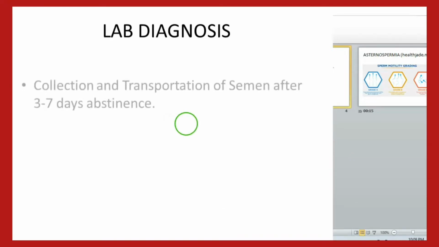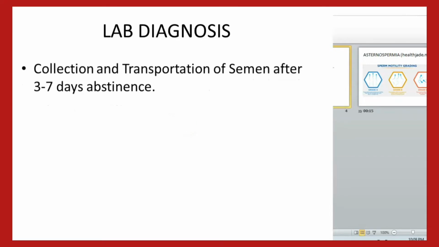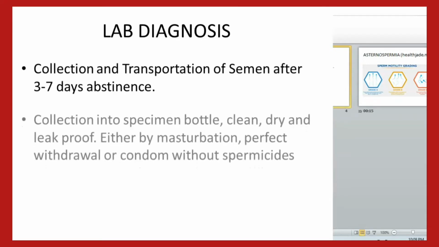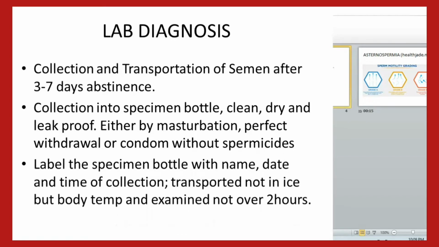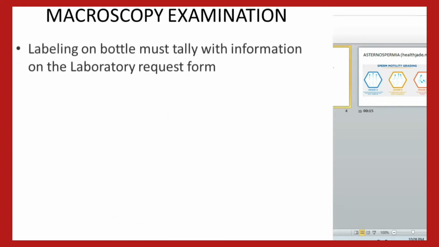The lab diagnosis is a very important aspect of this whole procedure. The first aspect is, how do you collect a sample? You collect the sample after abstinence for 3 to 7 days. Collection into a sterile bottle, clean, dry, and leak-proof, is very necessary. And you label the specimen bottle with date and time of collection. Within 1 hour, this sample must get to the laboratory and it must be examined within the stipulated period.